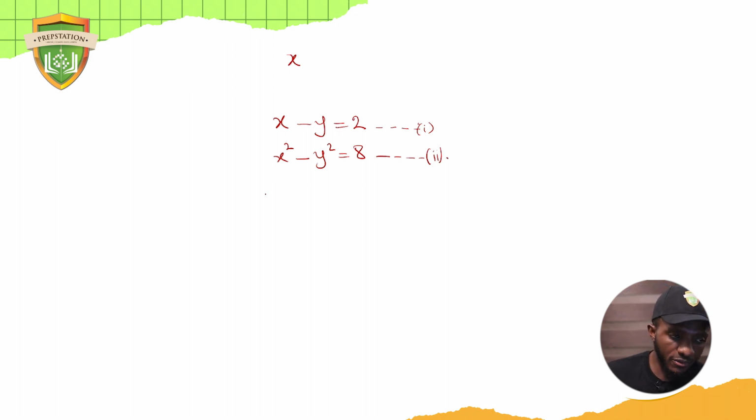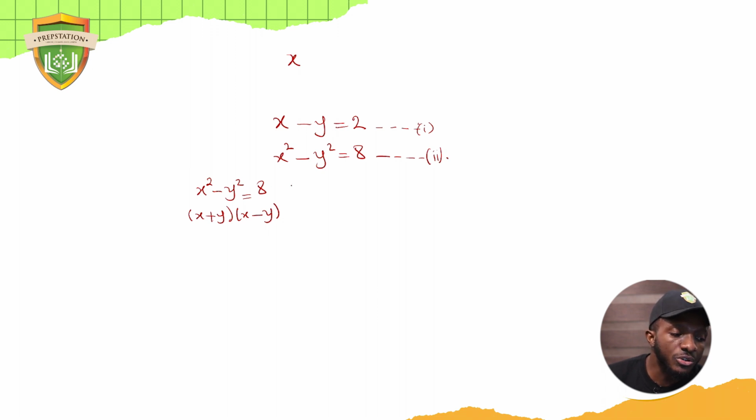Now, from equation 2, we just solved the question earlier on difference of two squares. As you can see, these are two squares, x squared minus y squared. And I told you how to express that. It is simply x plus y and x minus y. Can you see this? That's the previous example I did. Now, if you look at equation 1, it says x minus y equals 2.